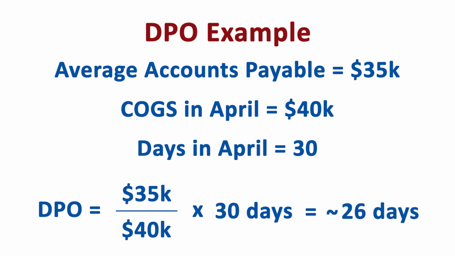26.25 days. So, our days payable outstanding is a measure of how much money our business owes to our suppliers, our accounts payable, relative to our sales and measured in days. A longer DPO gives a shorter, better cash conversion cycle.